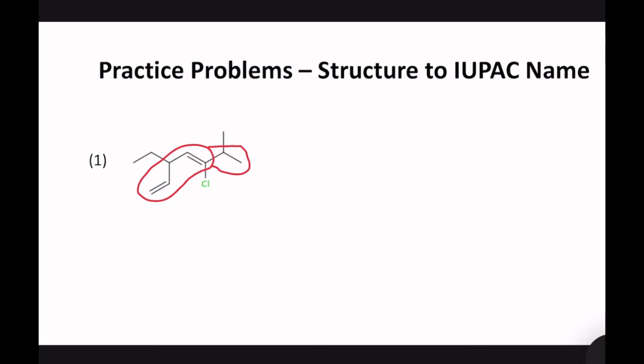Now, how to do the numbering? If we start numbering from here, 1, 2, 3, 4, 5, 6, 7, then our double bonds are coming at 1 and 4 positions. But if we do it the other way around, then the double bonds will be coming at 3 and 6 positions, and that we should not choose. Left to right is the correct way of numbering, and the substituents are at 3, 5 and 6 positions.